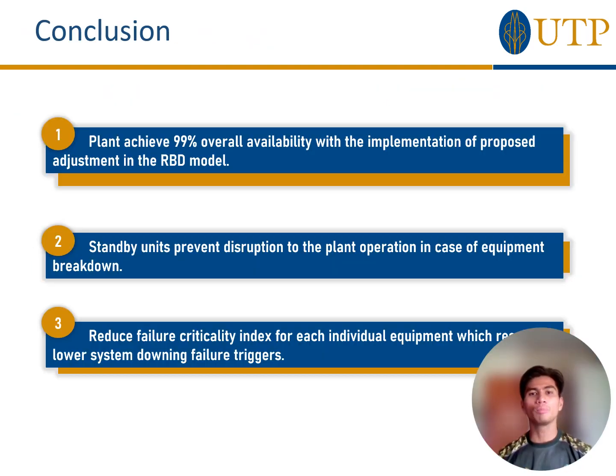To conclude, the plant is able to achieve 99% overall availability with the implementation of the proposed adjustments in the RBD model. The introduction of standby units prevents disruption to the plant operation in case of equipment breakdown. We are also able to reduce the failure criticality index for each individual equipment, which lowers the system downing failures triggered in the system.